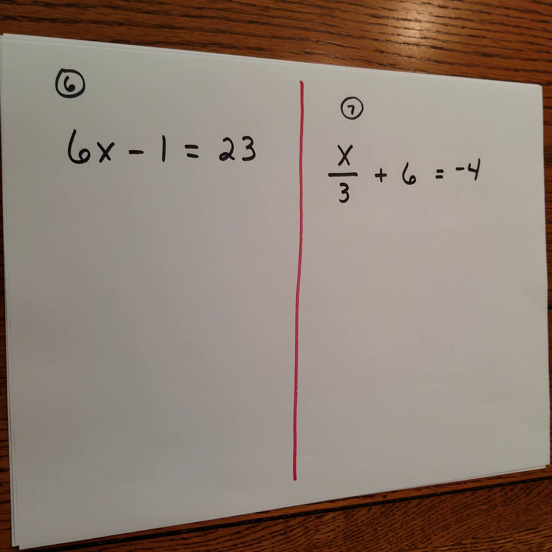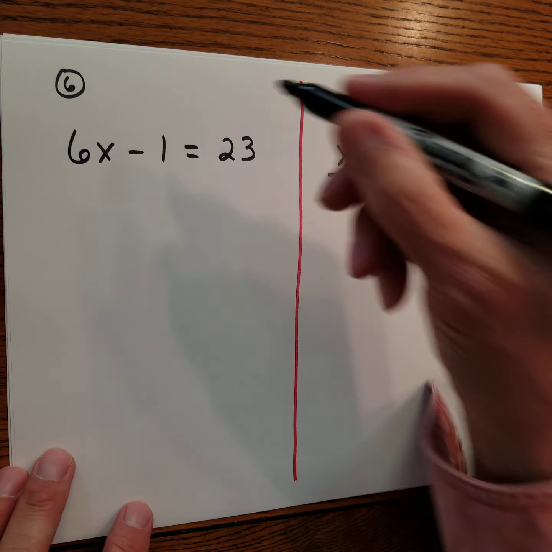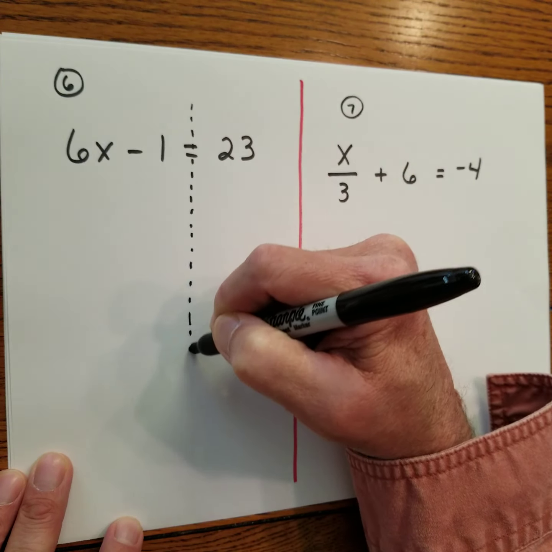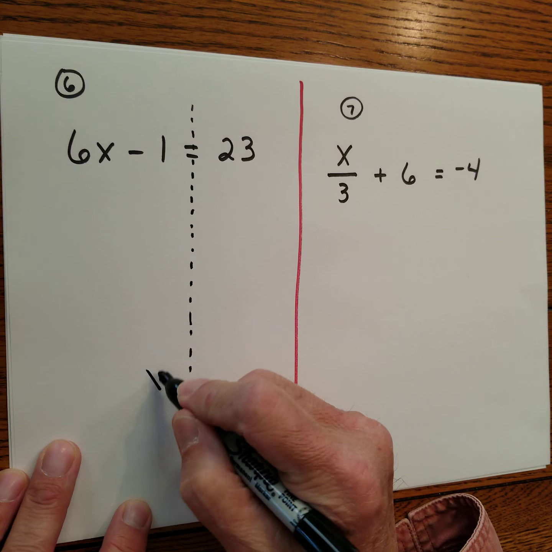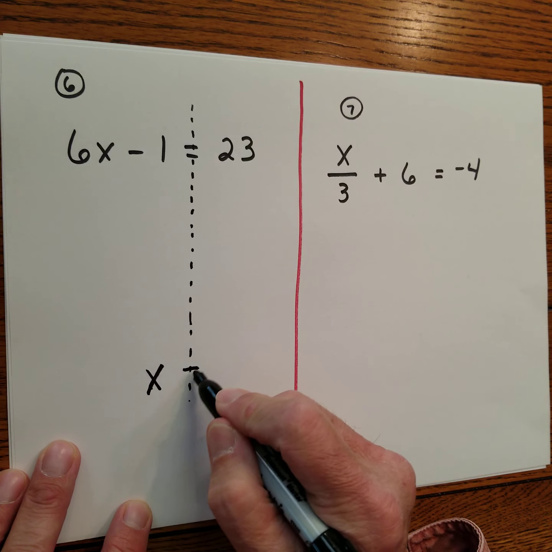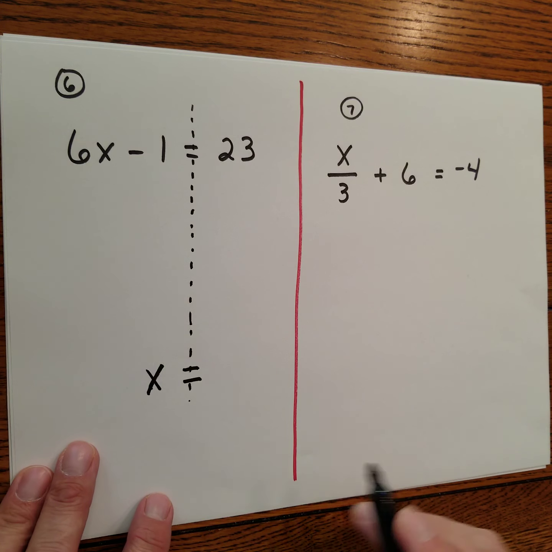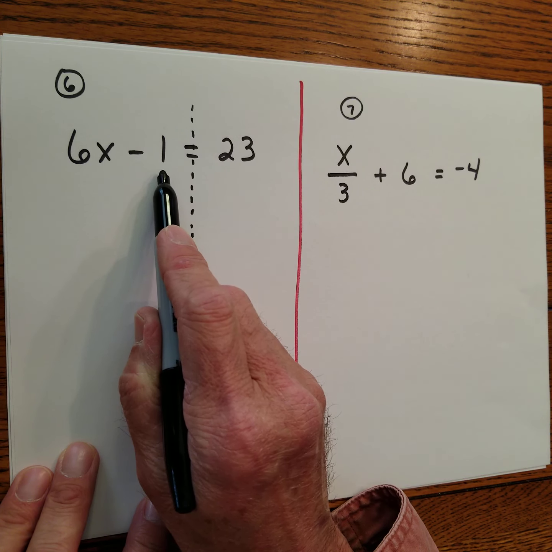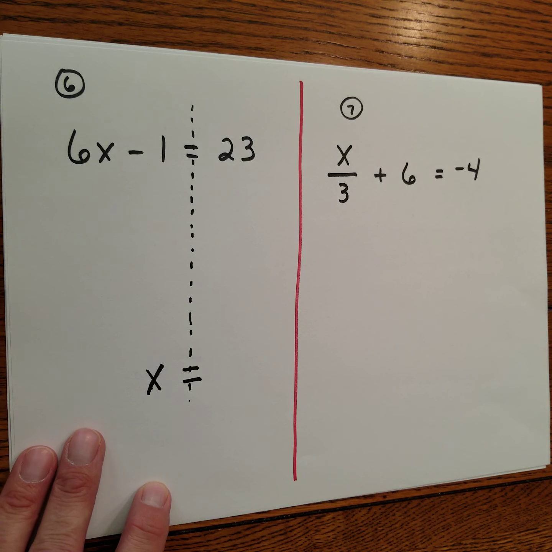Those were all one-step equations. Your homework, though, has two-step equations, like numbers 6 and 7. Let's try number 6. I'll get my fence ready. When I'm done, I'll have x on the left side of the fence, my answer on the right. I'm looking for a number that I can multiply times 6, then subtract 1, and end up with 23.